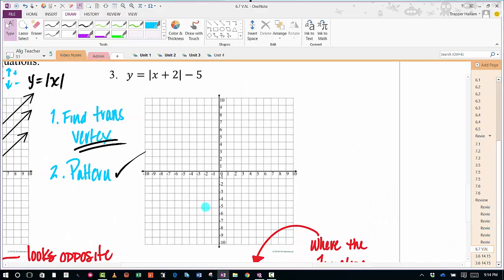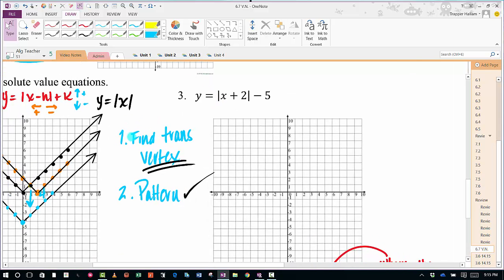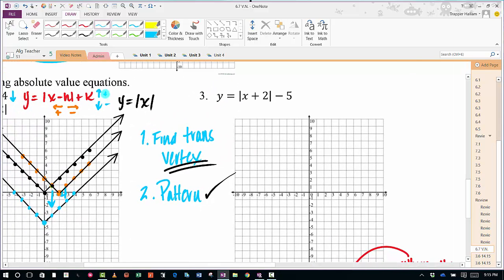On number 3, you can see we've got 2 movements. Let me grab a new color here. So we've got 2 movements. We got something on the outside of the absolute value, right? And we said that was positive goes up, negative goes down. We can see that. Oops, I kind of lost my vertex form. There it is. Positive goes up, negative goes down. This is a -5, so we're going to go down -5 for our vertex.